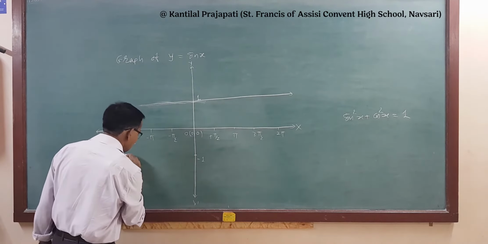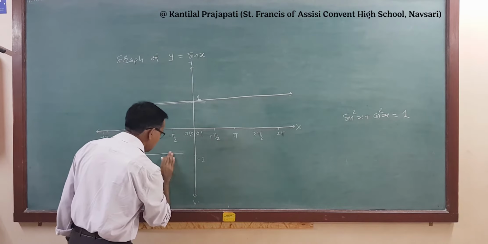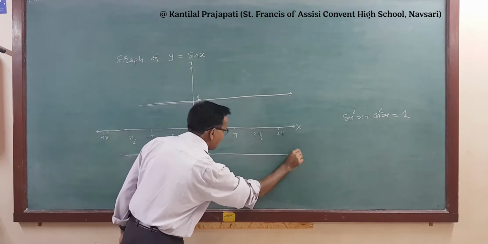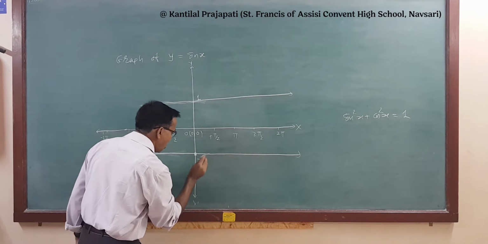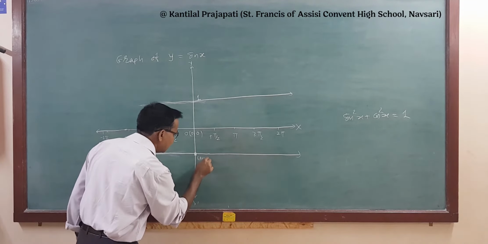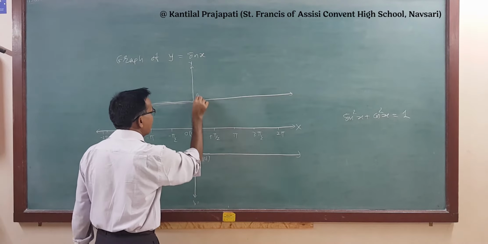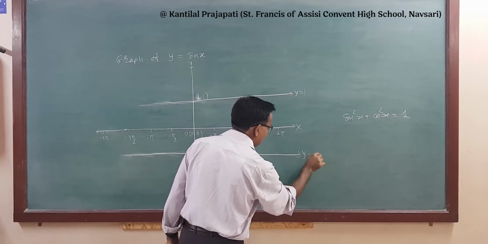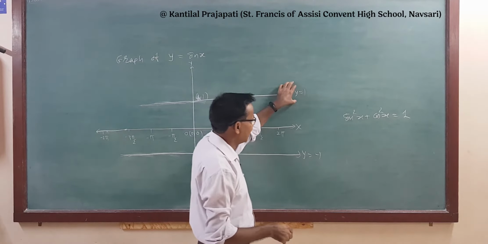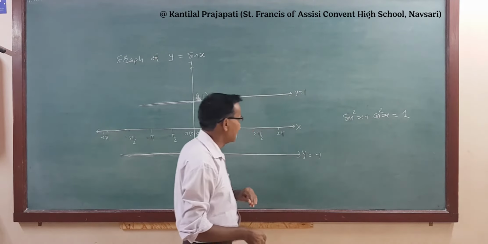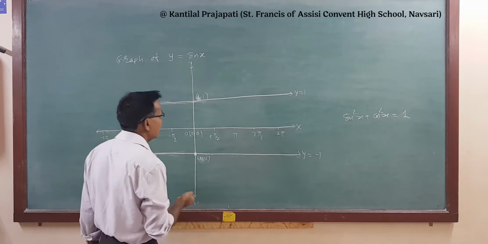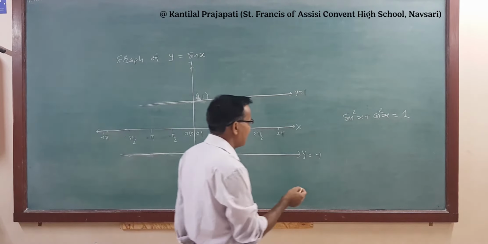So we draw a horizontal line, parallel to the x-axis, passing through 0, minus 1 and 0, 1. These lines are y is equal to 1 and y is equal to minus 1. This is the maximum value of the sine function and the minimum value of the sine function. Right? We know the values, we prepare the table here, x and y.